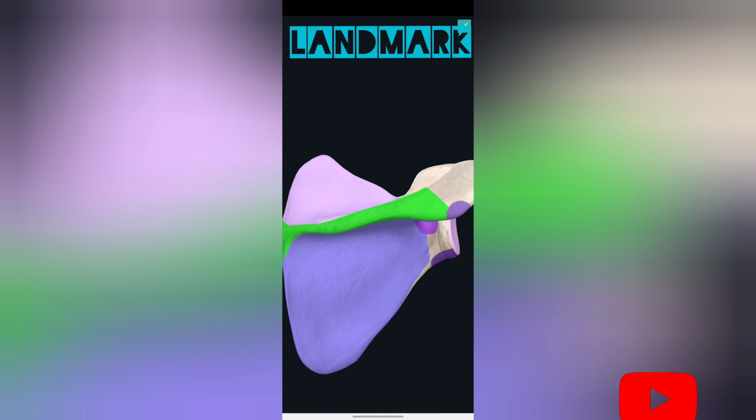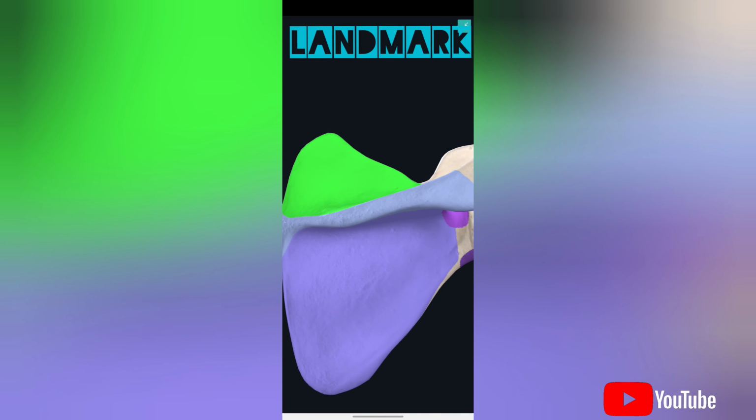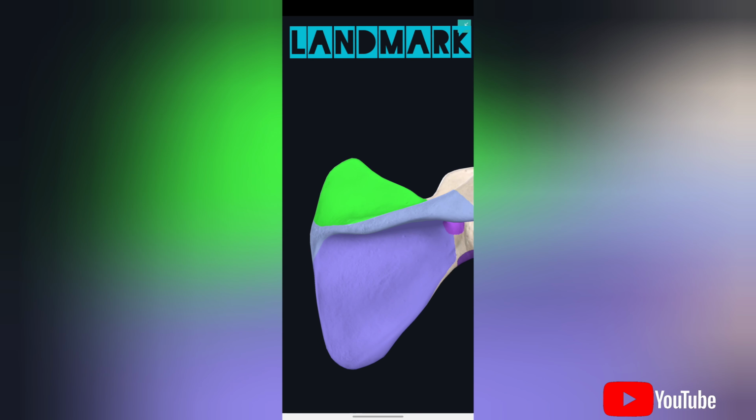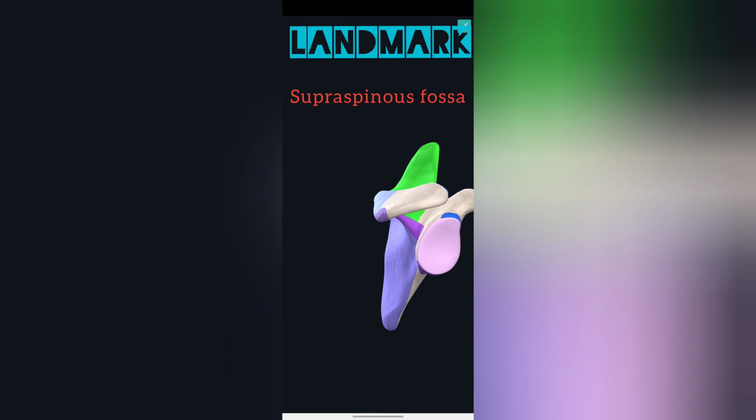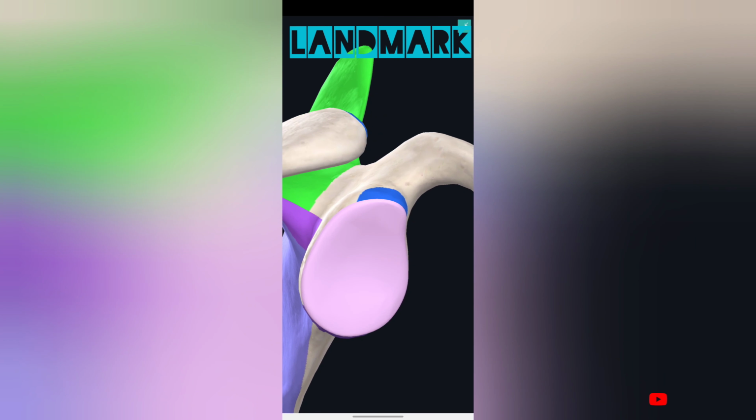Next is this part, known as the infraspinous fossa, which is located below the spine of the scapula. And next is this part, known as the supraspinous fossa.